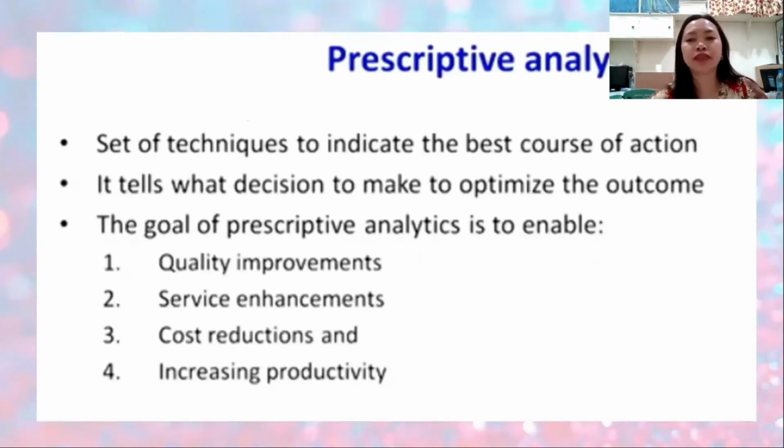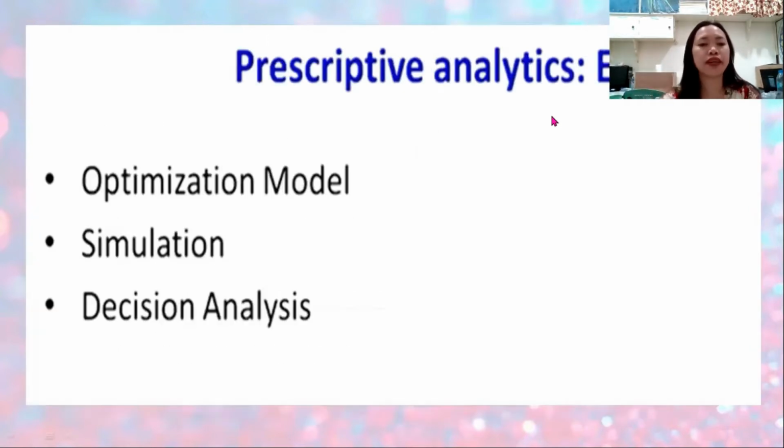Now let us have prescriptive analytics. This refers to the set of techniques to indicate the best course of action. It tells what decision to make to optimize the outcome. So this deals with the optimization of the results. Basically it has the following goals: quality improvements, service enhancements, cost reductions, and increasing productivity. So we have here the optimization model as an example, along with simulation and decision analysis.